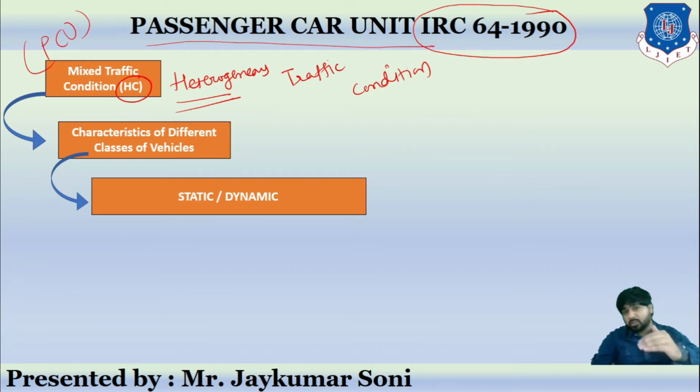I am going at a slow pace because this theory plays an important role as far as your syllabus is concerned. This is the easiest theory, but at the time of the exam, it may happen that you forget the major words. The major words that play an important role here are heterogeneous traffic, mixed traffic, various characteristics of vehicle, classes of vehicle, static characteristics, dynamic characteristics.